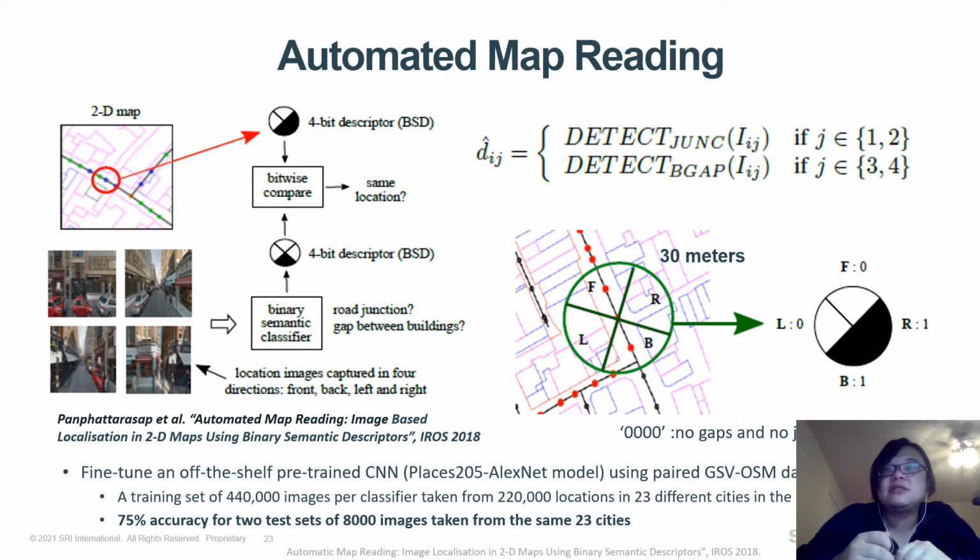However, this descriptor is not powerful enough, because using this 4-bit descriptor there are a total of 16 different situations. The most common one is 0000, which means no gaps and no junction for a particular position. I think that actually takes at least 50% of the time. So this descriptor is not discriminative for geolocalization using just one descriptor alone.